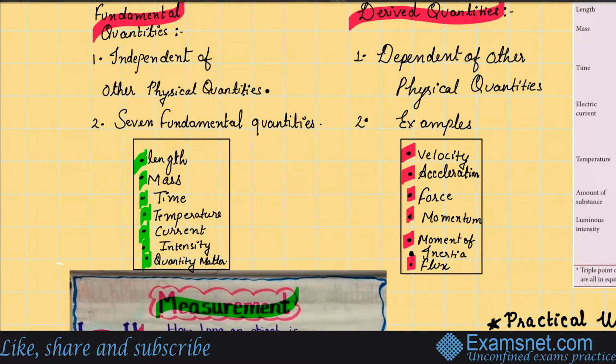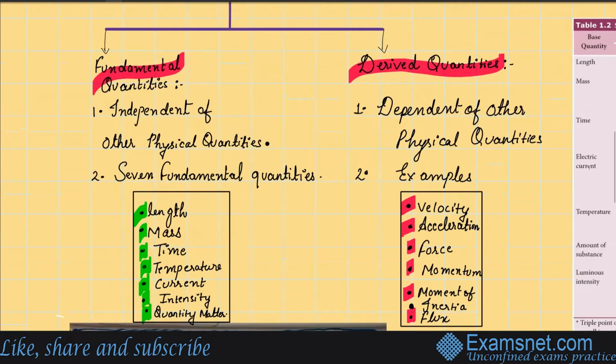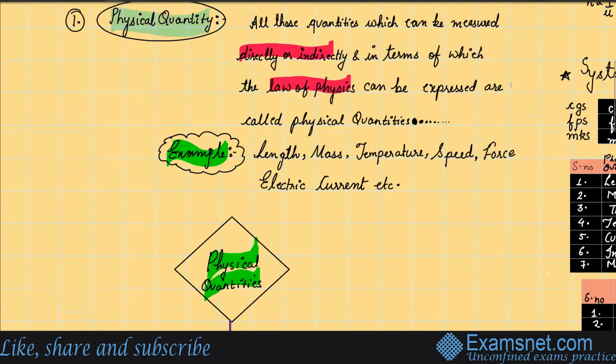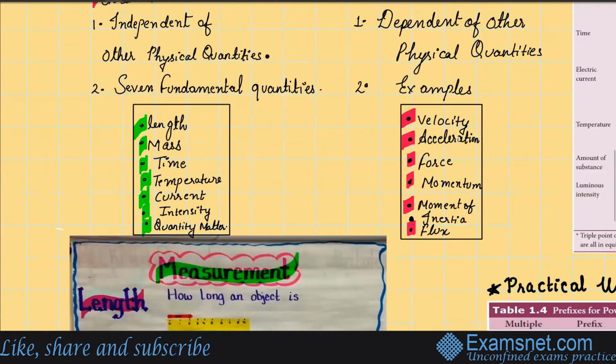Other than the fundamental quantities, if you talk about velocity, acceleration, force, momentum, moment of inertia, flux, these all are derived quantities. They are derived from other physical quantities. You derive velocity again from length.